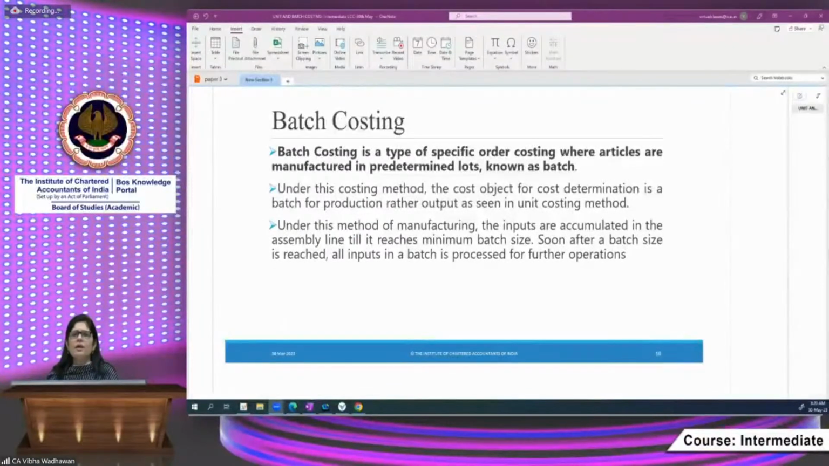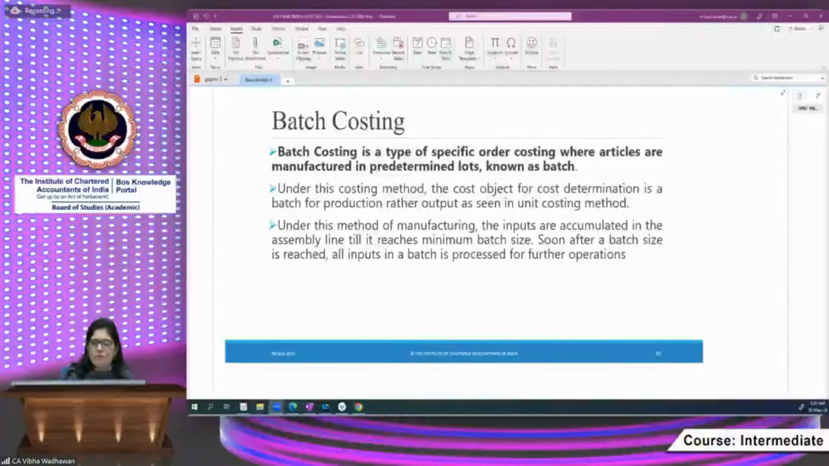Or they are used in, for example, the parts of a bicycle or parts of a motor car. So the small parts are produced together. So 1,000 parts of bicycle are produced together in one lot. Whatever is produced in one lot is called one batch. And the cost of that per batch you have to calculate.